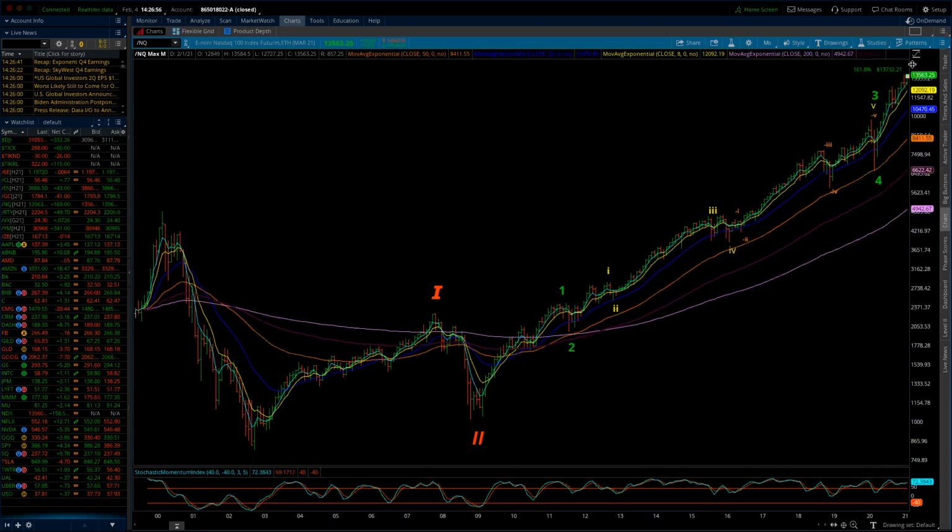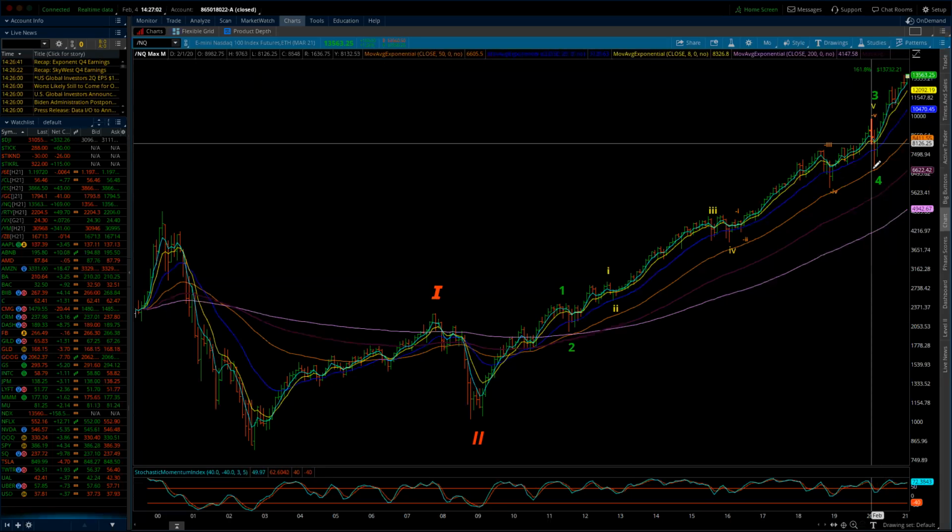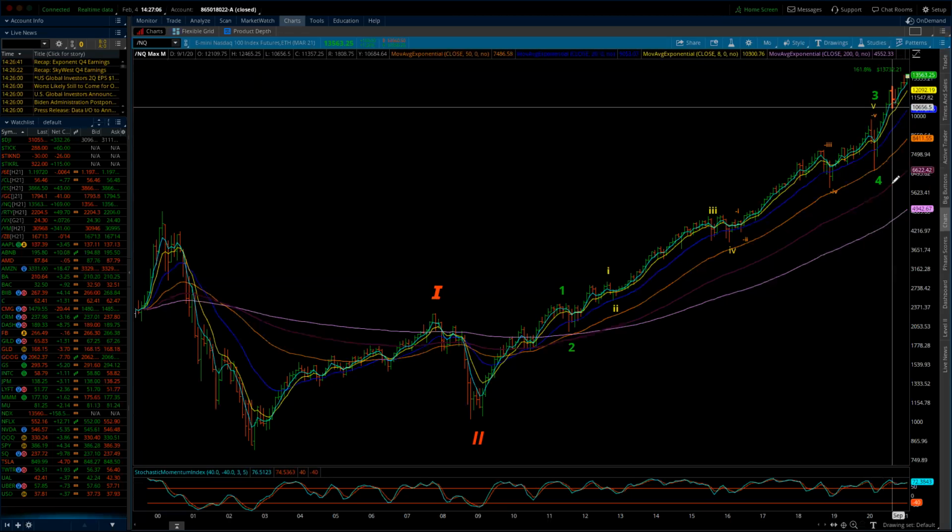So this cycle, then I have to go down to primary, and that's what this was. So I'm looking for it to come back down, maybe back all the way down to here, or back down to here, before it would then finish that. And I would think that it's going to take at least a year, if not more. And it's going to involve an A wave down, a B wave up, and a C wave down. C waves are always 5-wave affairs.